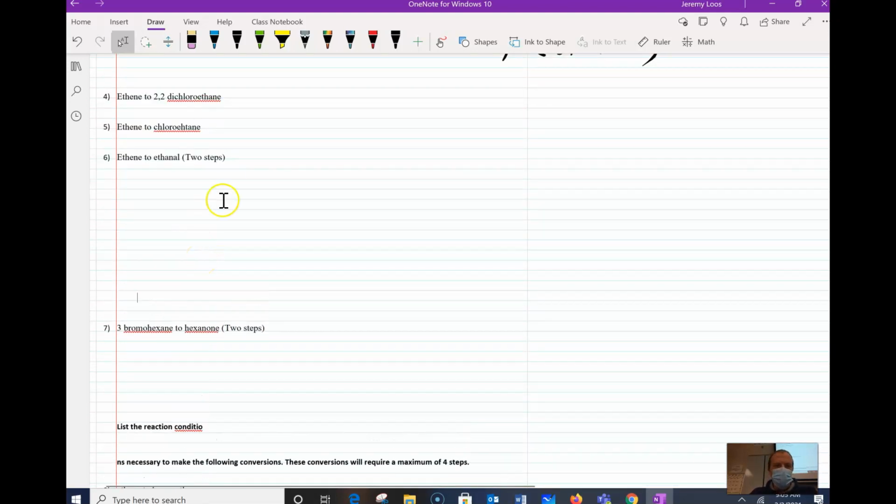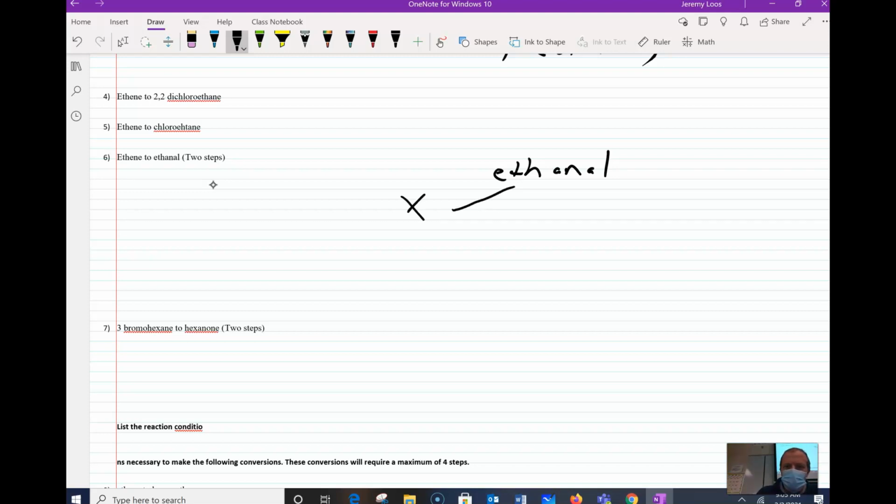Okay, so let's look at some of these two-step ones. It says ethene to ethanol, and so the retrosynthesis idea is that I want to end up with ethanol. That needs to be my ending point. So what you have to ask yourself is, is there something that I know that can be converted to ethanol? What would that be? And then if so, can I make it from ethene? And if so, how am I going to do that? So you kind of got to think about it in this direction, right?